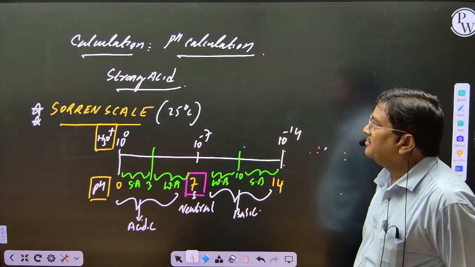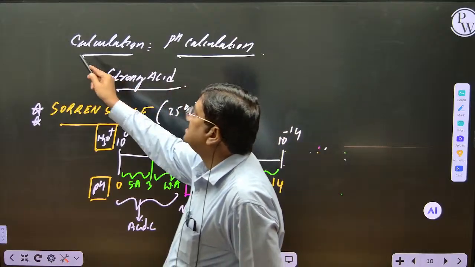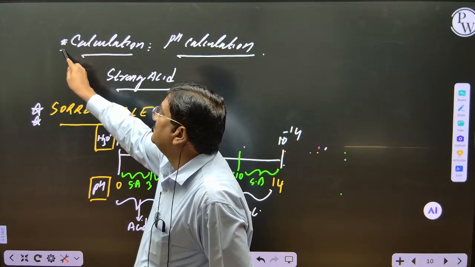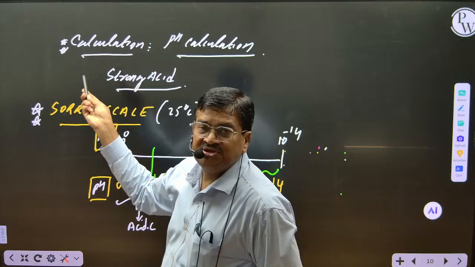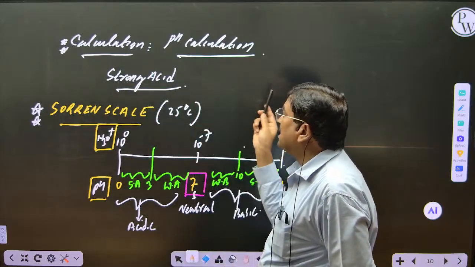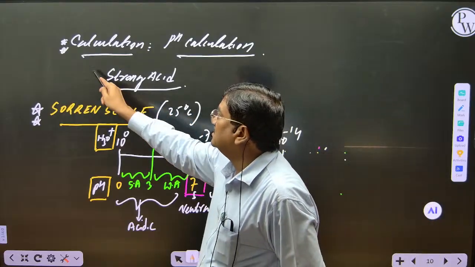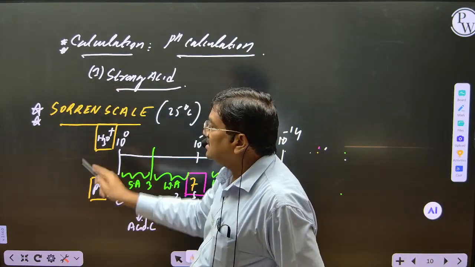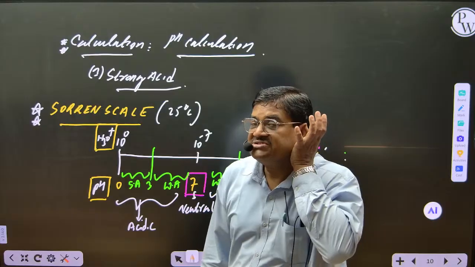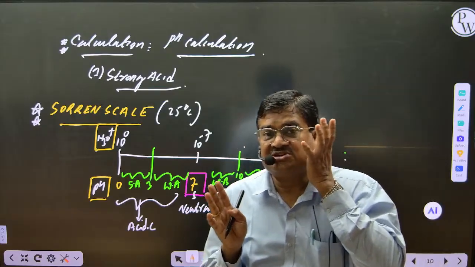Completed. Now we go for calculation of pH. Subheading: calculation of pH. In the exam they ask numericals on pH calculation. In our bridge course, as I told you, we have to study strong acid. Now what is the strong acid list, students? There are only 6 acids that are strong.